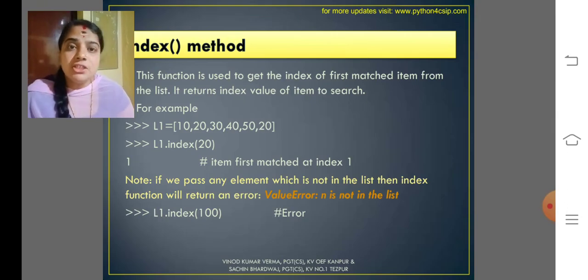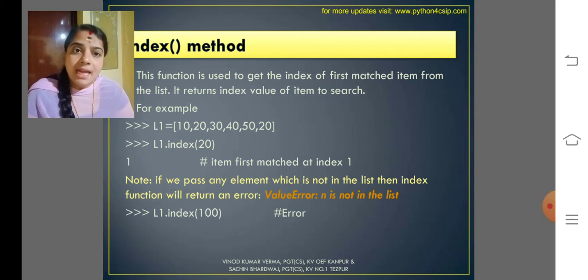The first function is index. Look at the example I had given. L is equal to 10, 20, 30, 40, 50. Then I had used index of 20. So it is retrieving the first matched item, that is at index 1.